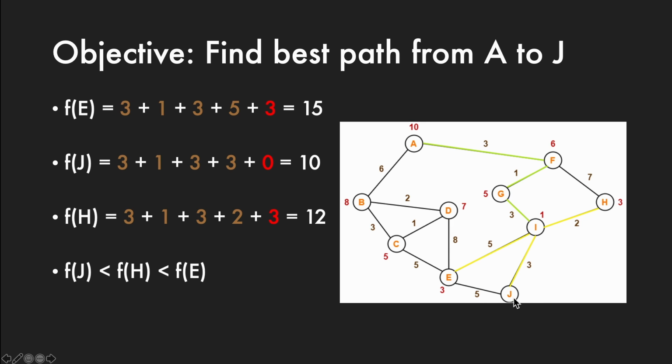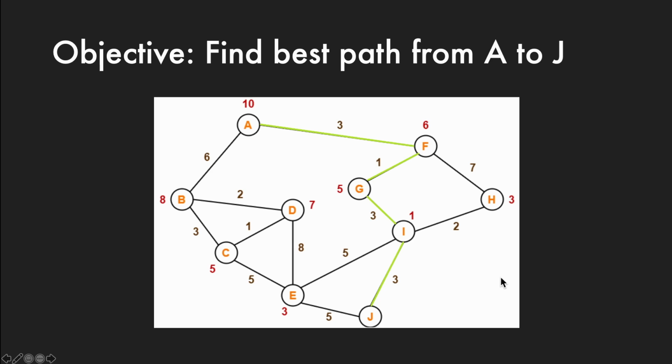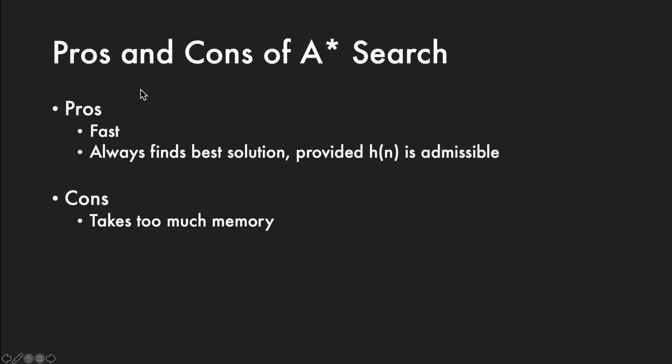It's worth noting that J has a heuristic value of 0, since it is the goal node. And so we do our calculations similar as before, and we find that J is the cheapest. So visit J, and we are done. And that is the best path, the cheapest path from A to J. So pros, it's fast, and it always finds the best solution, provided that h of n is admissible. Cons, it takes too much memory.